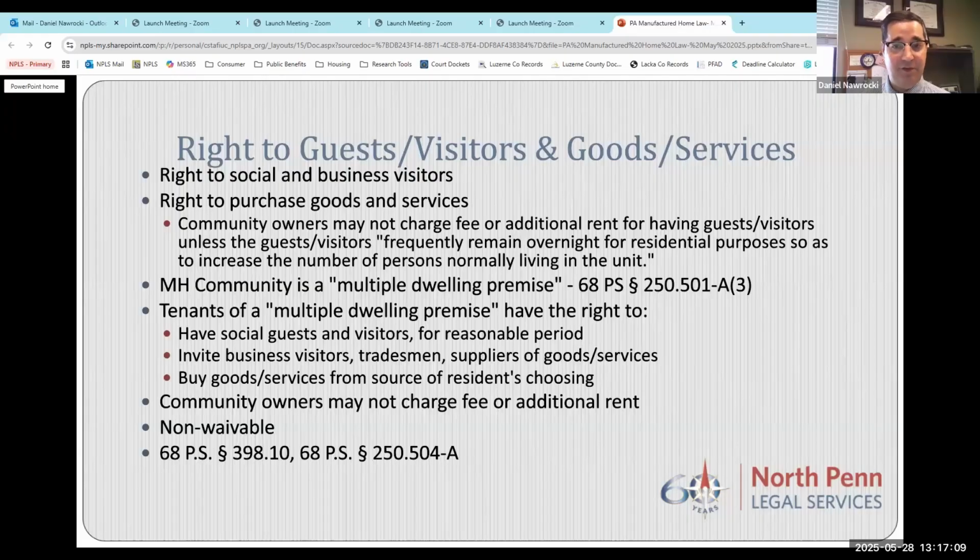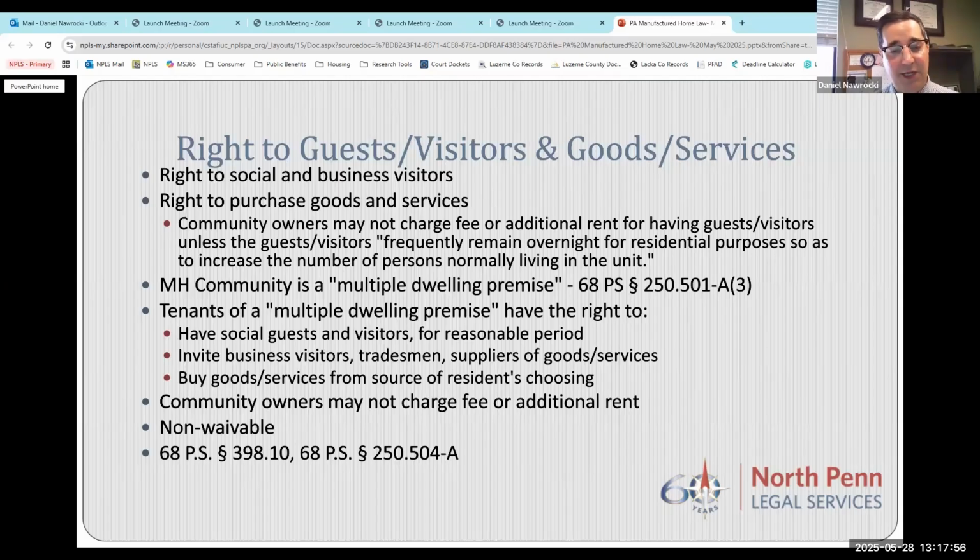The other rights that they have are to guests, visitors, and goods and services. Some park owners will have community rules that unreasonably restrict guests and visitors. I mean, they could require anybody becoming a resident of the park to actually be added to the lease or apply to live in the park. But for any visitors, overnight guests, things like that, they can't require that people are signing in or signing out, or that they have prior approval of guests and visitors, especially for business services and things like that.